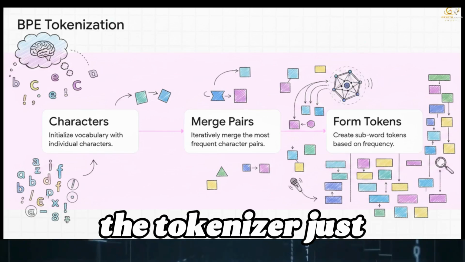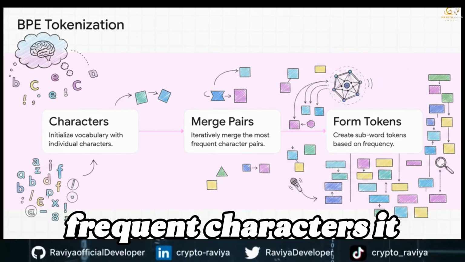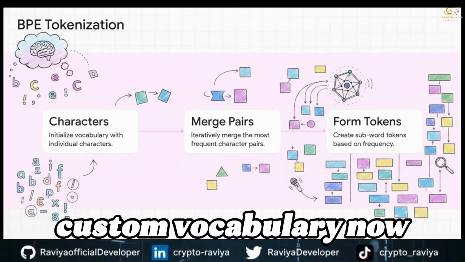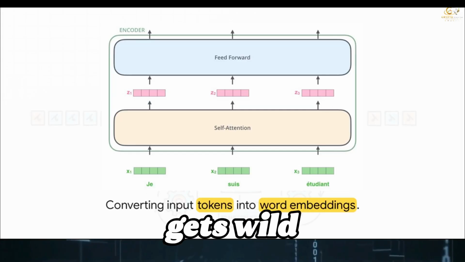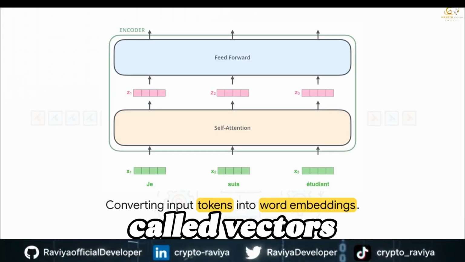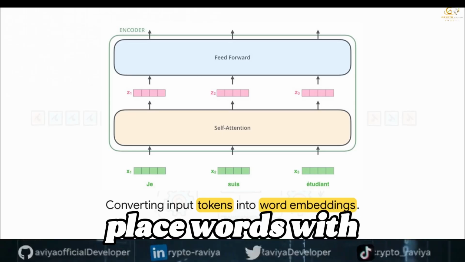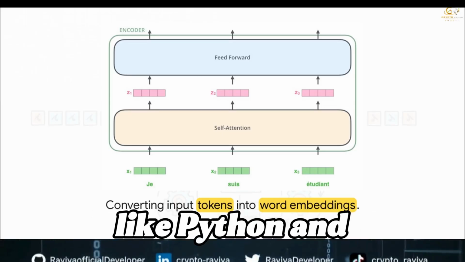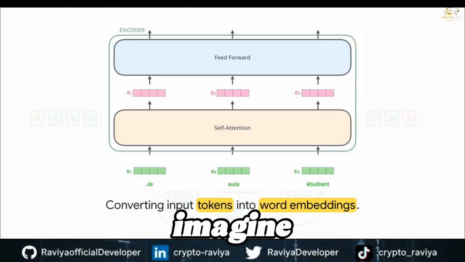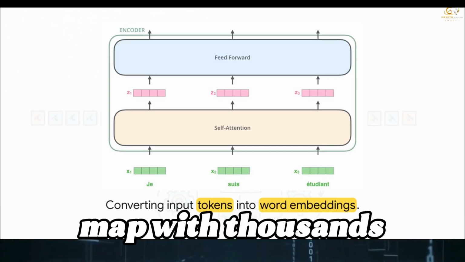The tokenizer just iteratively merges the most frequent characters it sees until it builds this highly efficient, custom vocabulary. Now here's where it gets wild. These tokens are then converted into massive strings of numbers called vectors. And these vectors place words with similar meanings, like Python and code, super close to each other in a multi-dimensional math space. Imagine a vast invisible map with thousands of dimensions.